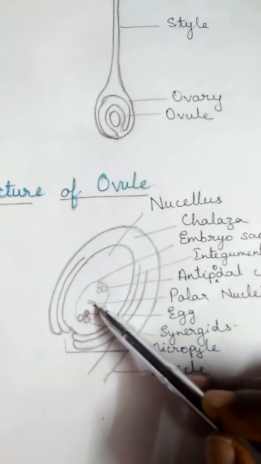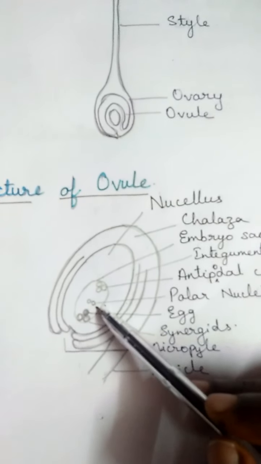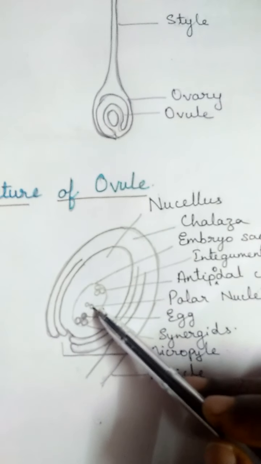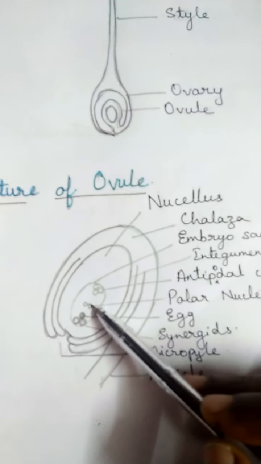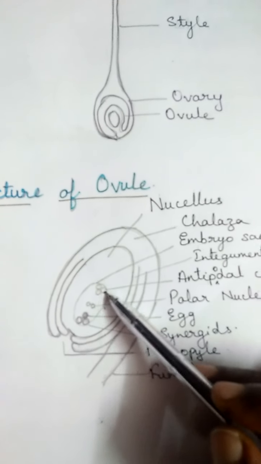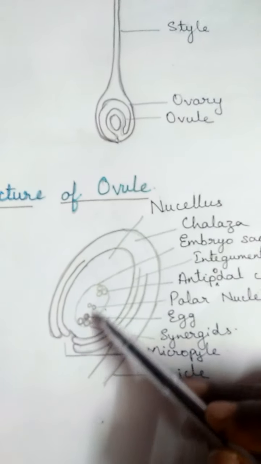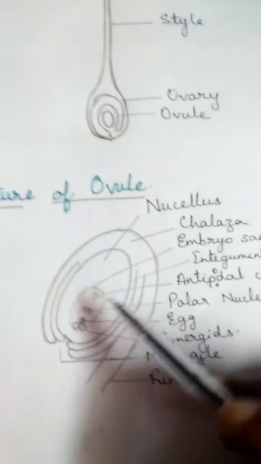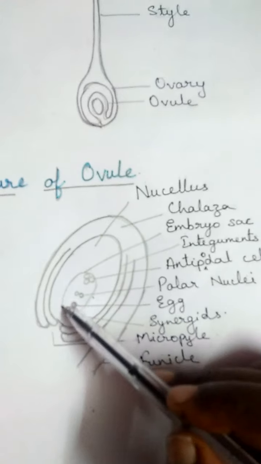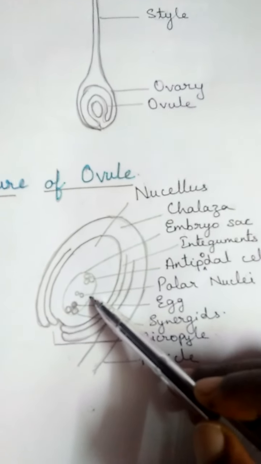When we talk about the nucleus, each cell has one nucleus. So 3 nuclei here, and the central cell has 2 nuclei, the polar nuclei. So 3 plus 2, it is 5. And again here are the antipodal cells, 3 cells, each cell having one nucleus. So altogether 8 nuclei. So the embryo sac contains 7 cells or 8 nuclei.